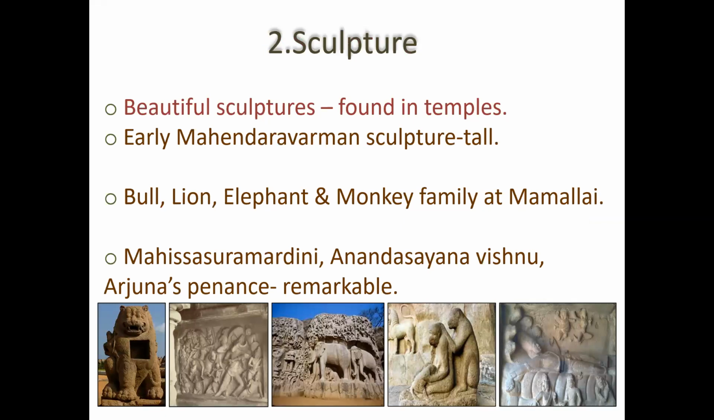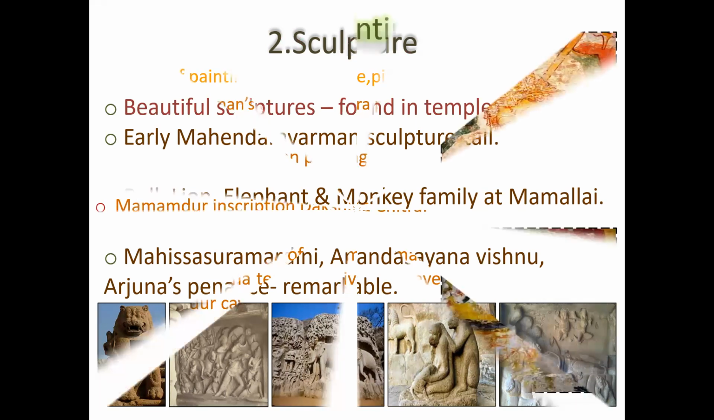Sculptures. Beautiful sculptures are found in the temples noticed above. The early Mahendravarman sculptures are tall. The figures have thick lips because of the nature of the stone. Monolithic animals like bull, lion, elephant, and the monkey family are at Mamallai. The battle scene of Mahishasuramardini and Anantasayana Vishnu and the panel depicting Arjuna's penance are remarkable.